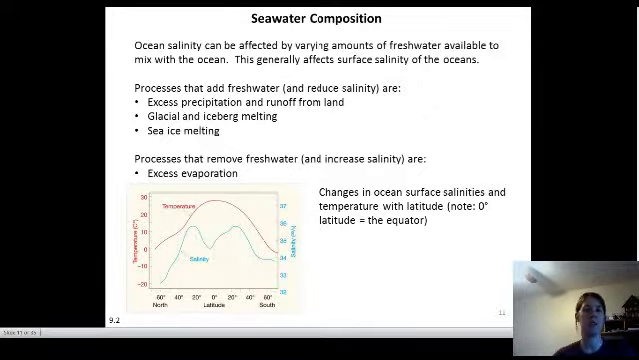So changes in ocean surface salinities and temperatures are actually related. If you look, salinity increases to a temperature of about 10 or 11 degrees Celsius and then drops down at the equator, and then it starts to increase again. If you look about 20 to 30 degrees off the equator, we start to see this significant increase in salinity.